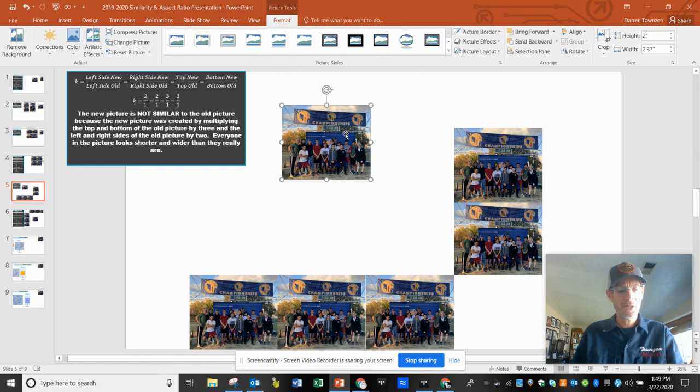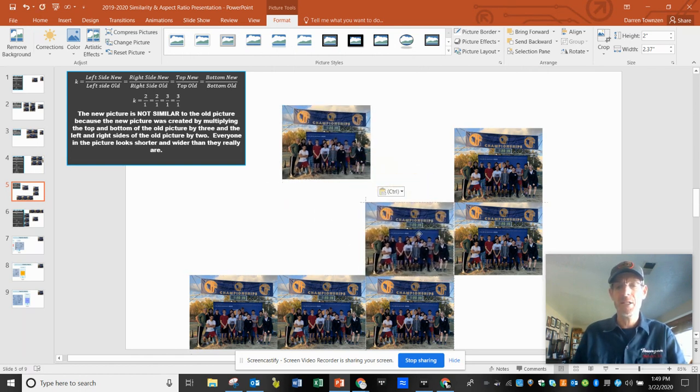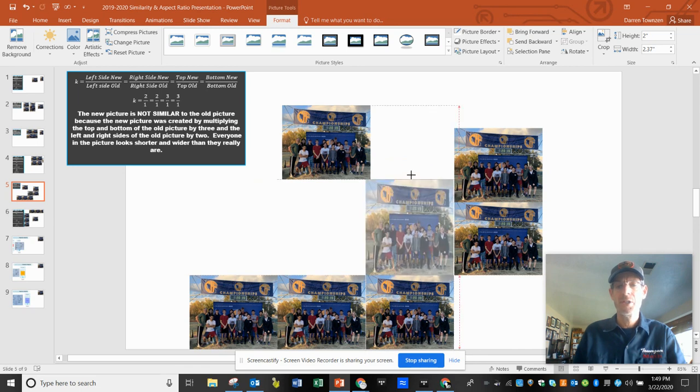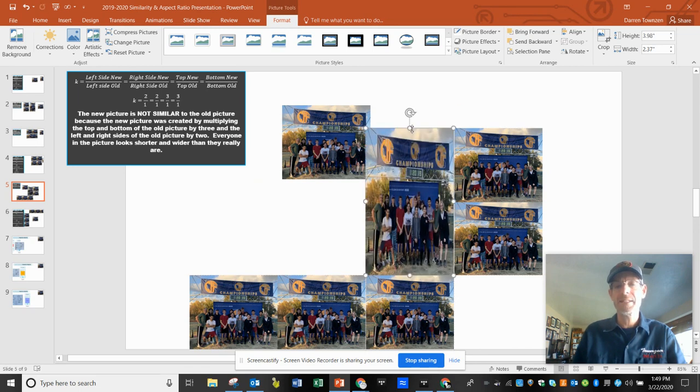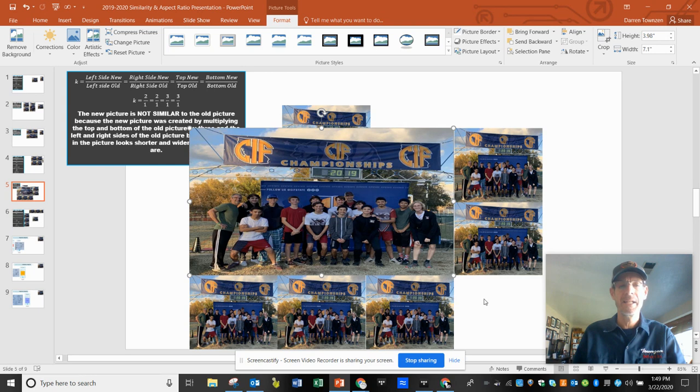This time I'm going to take the original picture and duplicate it, and I'm going to make it twice as tall. So the ratio of the right side and left side are 2 to 1 in comparison to the original, and 3 times as wide. So the ratio of the top and bottom are 3 to 1 compared to the original. These pictures are not similar.